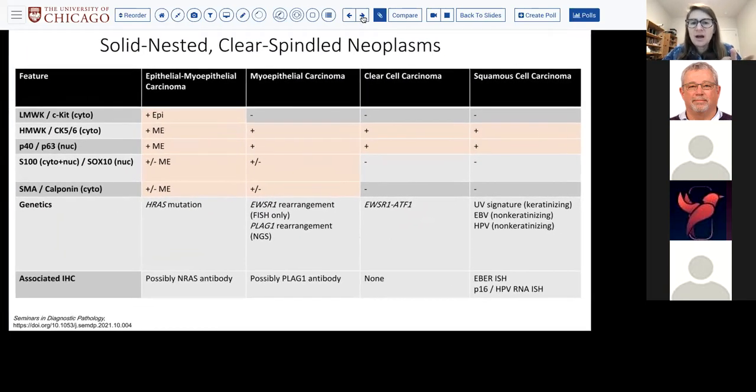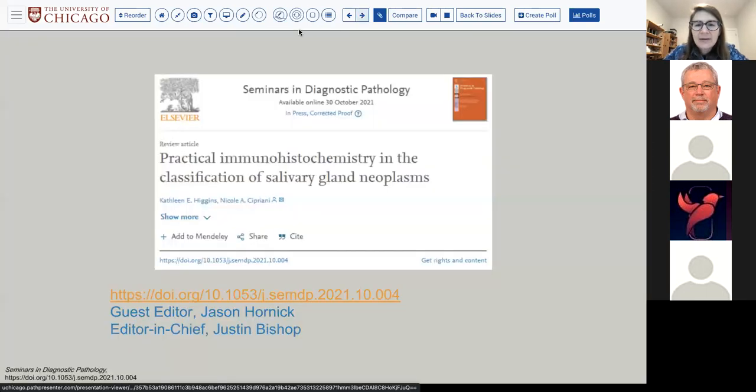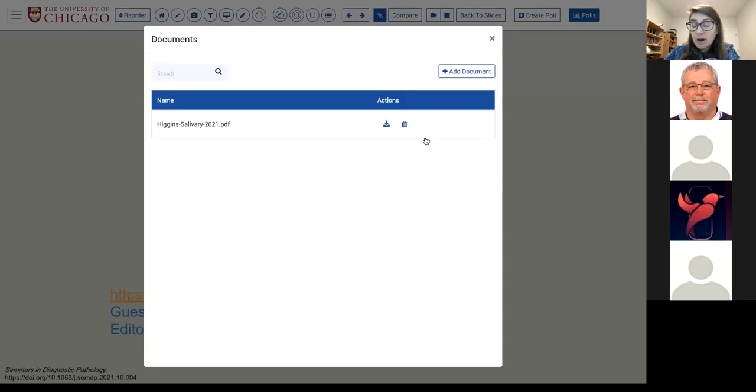As I said before, this was certainly not comprehensive with all of the salivary gland tumors, but it sort of got you thinking about these various pattern groups and how you can consider them. I believe, if you have the link to the PathPresenter, there it is, I did put Katie and my paper in here if you want to download it. It's also available online.